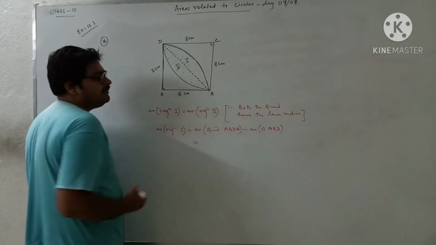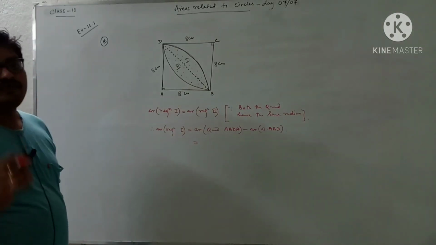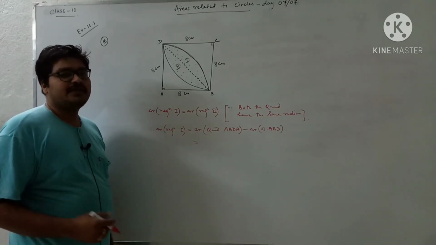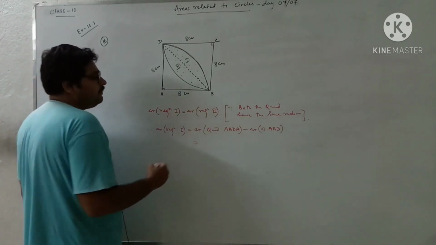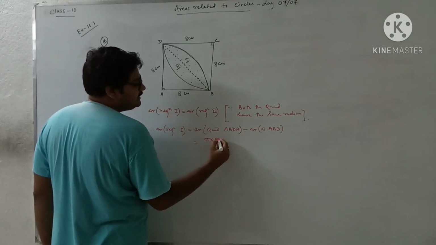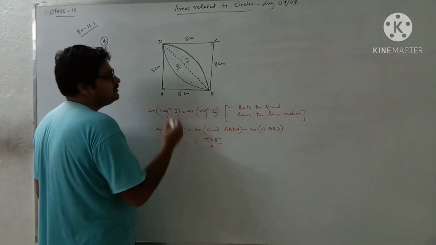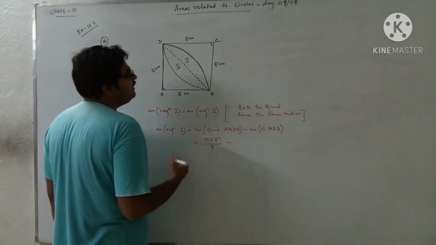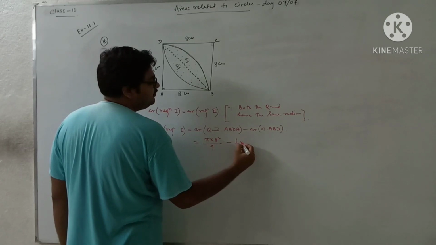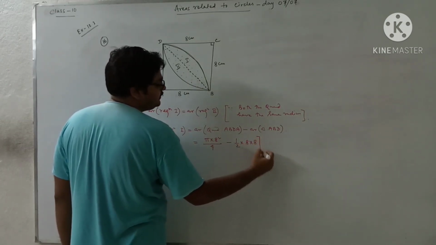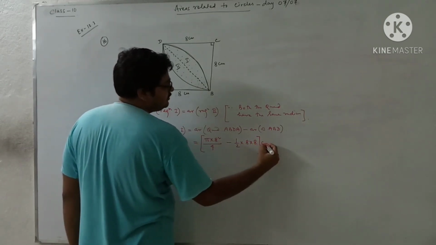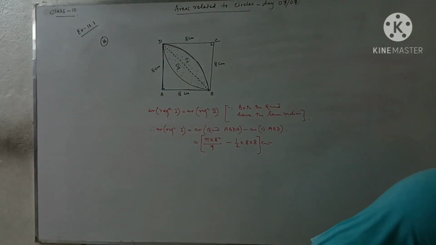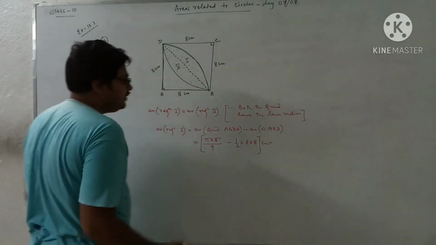Now, the area of quadrant ABDA: the quadrant formula you know, pi r square by 4, because it is 1/4 of a circle. Or you can use 90 degrees by 360 degrees into pi r square, no problem. Pi r square by 4 means pi into 8 square by 4. So we got the area of the quadrant ABDA. Now from there we subtract the area of triangle ABD, that is half into base into height. This much centimeter square. Is any value of pi given in the question? No. So you have to put the value as 22 by 7.